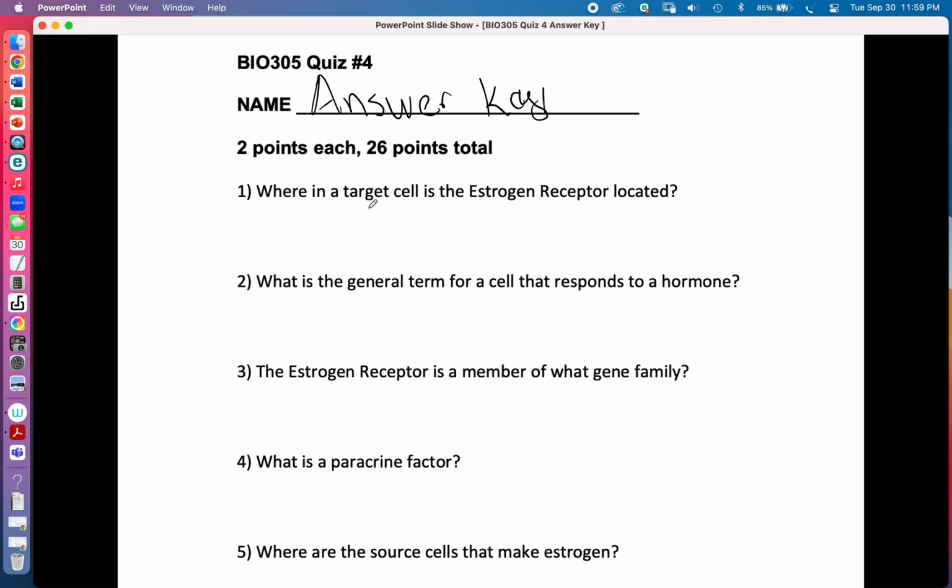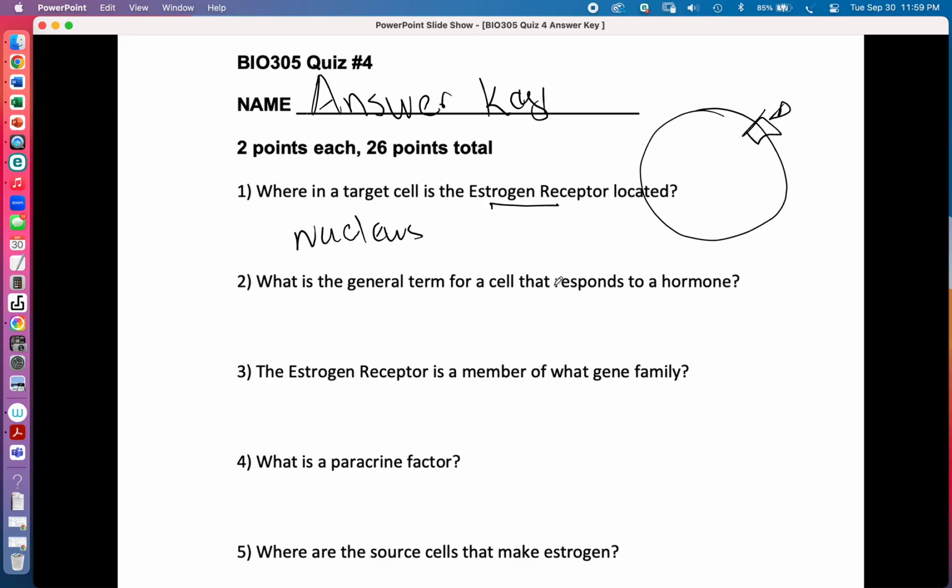So where in the target cell is the estrogen receptor located? The answer is the nucleus. The estrogen receptor is an unusual receptor. Most receptors are in the cell membrane and bind to the signaling factor, whether it's a hormone or paracrine factor, in the cell membrane. The estrogen receptor is not. The estrogen receptor is in the nucleus because it functions as a transcription factor.